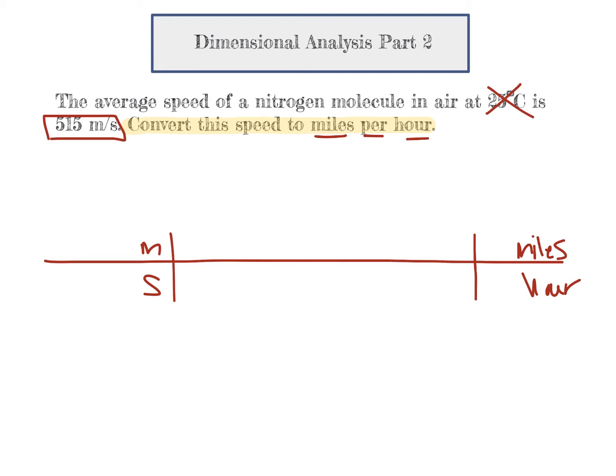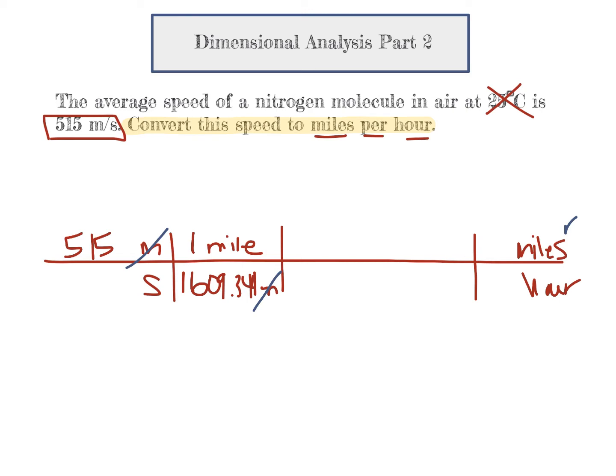Okay, now that I've done that, I can write down that I have my starting number, 515 meters per second, and then I found on Google that there's 1,609.344 meters in 1 mile. And that takes care of my miles issue. So I'm going to go ahead and cross out my meters so that I keep it really clear in my mind that I've already taken care of changing things into miles.